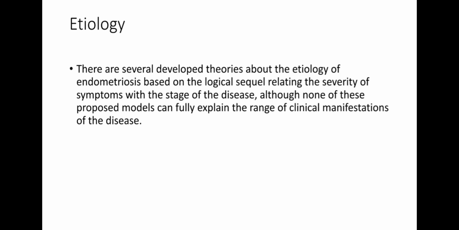So, retrograde menstruation is a term that is used to describe the reflux of blood backwards from the fallopian tube to the peritoneum during menstruation. This is a phenomenon that is quite common in a large proportion of women of reproductive age.